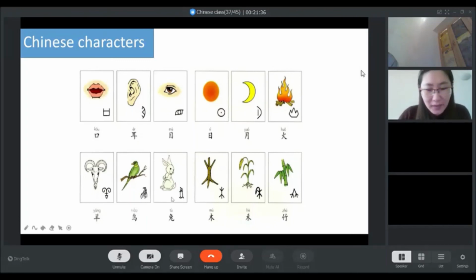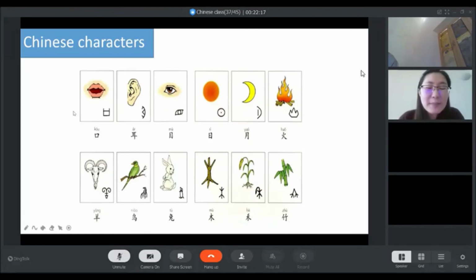And this one, rabbit. We write it like this way, then change to be this way. And this one, tree, wood. We write this way. And this one, 河. They wrote like this, then we write like this nowadays. It is the plant of rice. This one, and then this one. And also this one, we write it like this. Bamboo, we write it like this.